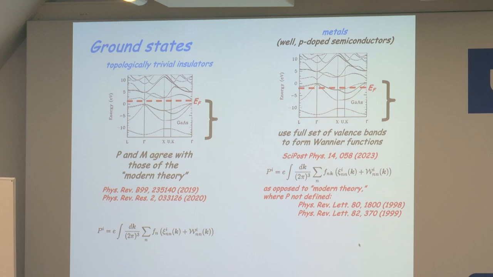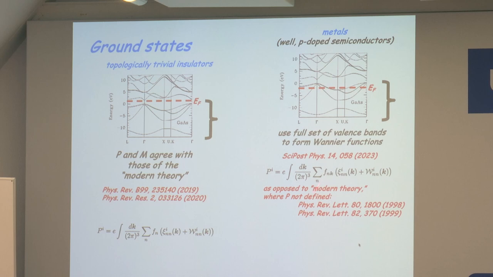And in fact, it's been argued from the perspective of the modern theory that you should not be able to define a polarization for the ground state of a metal. Okay? Here, well, we have defined it. We have defined a polarization. Okay? It's gauge dependent. Okay? But we have defined a polarization.